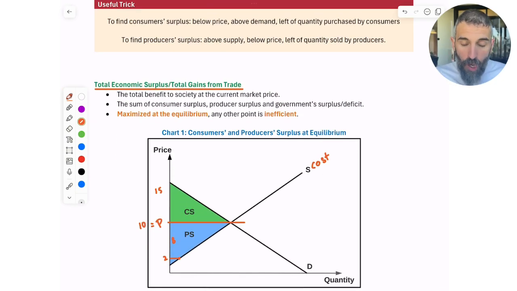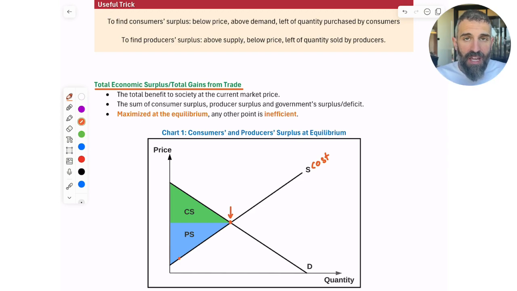The total economic surplus, so the sum of both, is always maximized at equilibrium. So we say that the equilibrium point is the efficient point. Any point other than the equilibrium is inefficient. It's inefficient because the total benefit to society is no longer maximized. Remember, at the equilibrium point, we are maximizing the total economic surplus, the total economic benefit to the entire society.